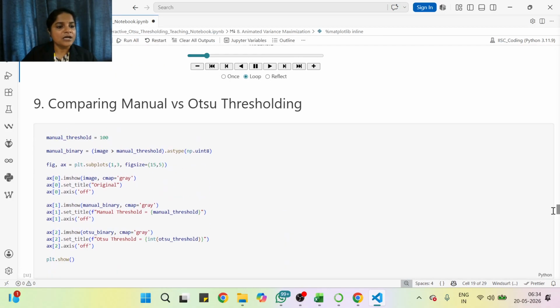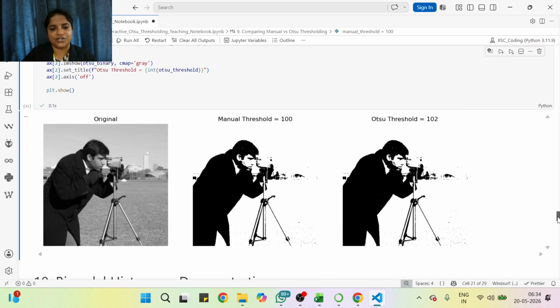Now we are going to compare manual thresholding versus auto thresholding. For manual thresholding, what should you do? I should keep checking various values of the manual threshold, replacing it until I get the ideal value. But in auto thresholding, it's a one-shot process and I get the optimum threshold mathematically.